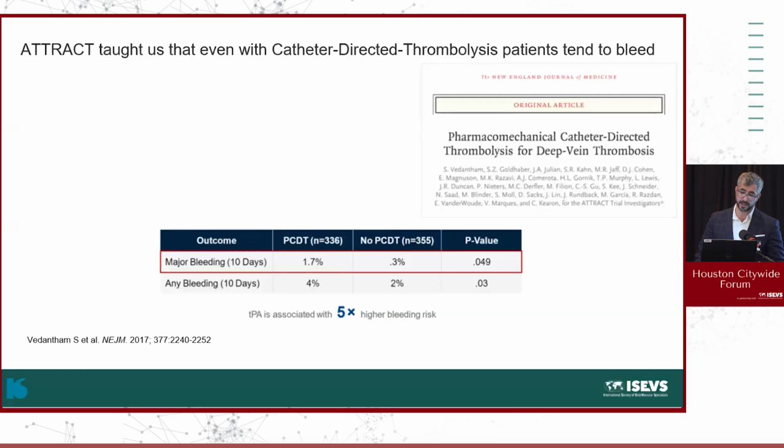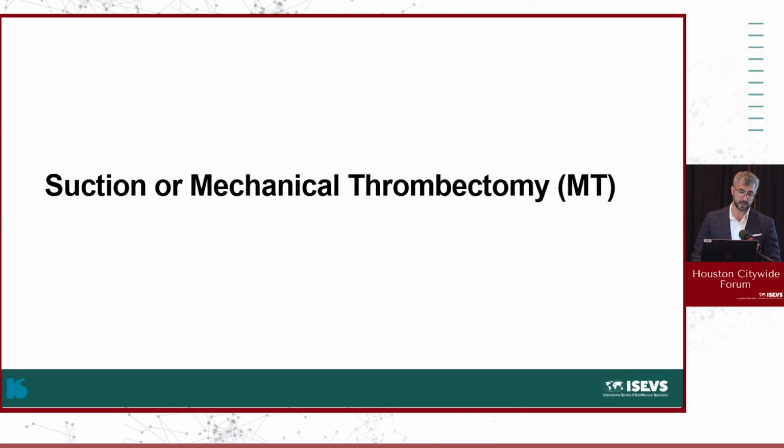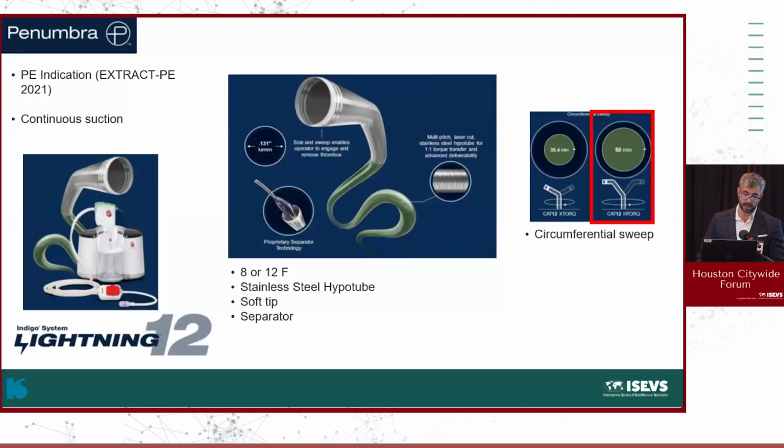However, ATTRACT and DVT taught us that even with CDT or catheter-directed lysis, patients still bleed, with a 5 times higher bleeding risk with use of any tPA versus anticoagulation alone. So the need for a lytic-free approach arose here. Insert the Penumbra Indigo system.